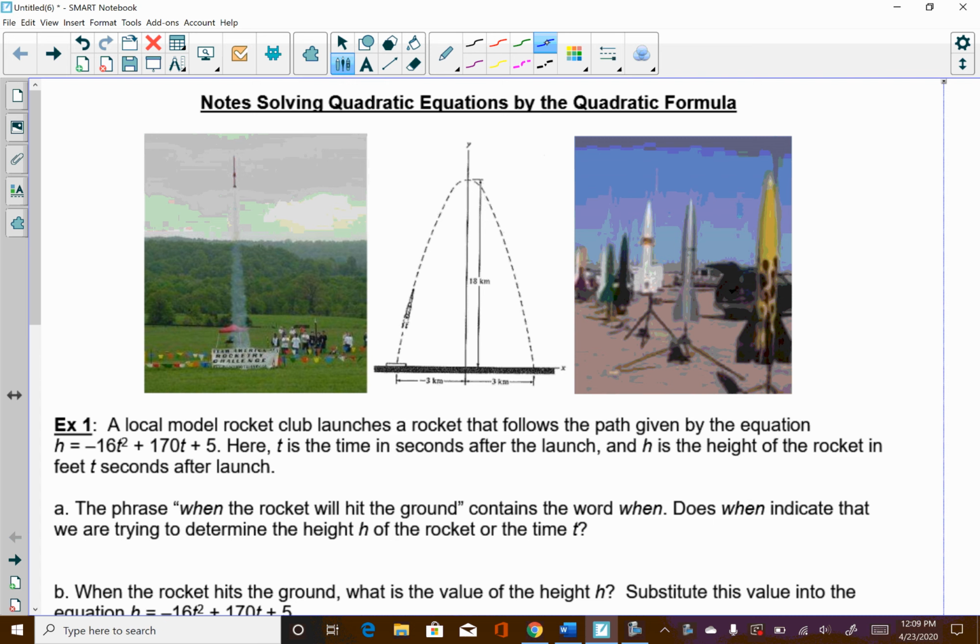So here in example 1, it says a local model rocket club launches a rocket that follows the path given by the equation, and here's our equation: h equals negative 16t squared plus 170t plus 5. H standing for height, and t is time in seconds. And h is the height of that rocket, of course. In part A, they say the phrase, when the rocket will hit the ground, contains the word when. So in our case here, does when indicate that we're trying to determine the height of the rocket or the time? Hopefully this is very straightforward. It just means we're looking for the time.